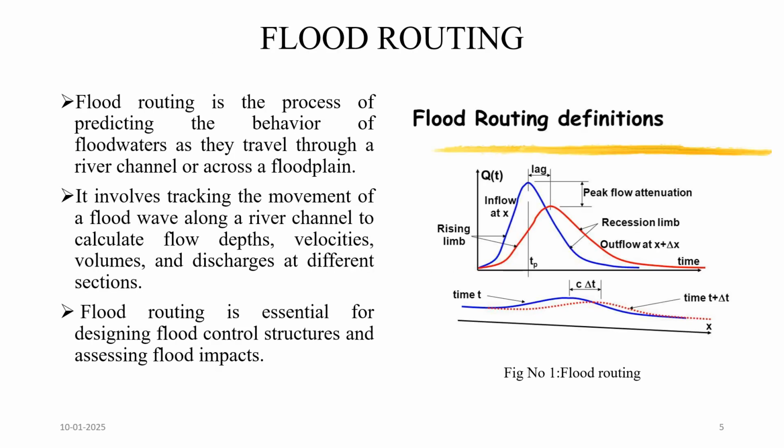Flood routing involves predicting the behavior of floodwaters as they travel through a river channel or across a floodplain. This process tracks the movement of a flood wave along a watercourse, calculating key parameters like flow depth, velocities, volume, and discharge at various locations. Flood routing is essential for the design of flood control structures such as reservoirs and levees, and for assessing the potential impact of floods on infrastructure and communities. By understanding the dynamics of floodwater movement, decision makers can implement targeted interventions to mitigate.